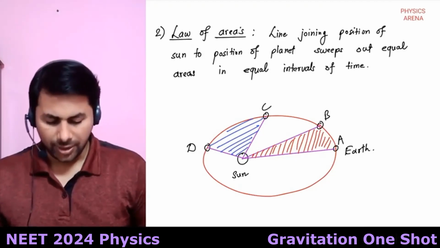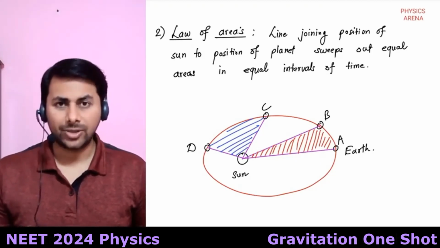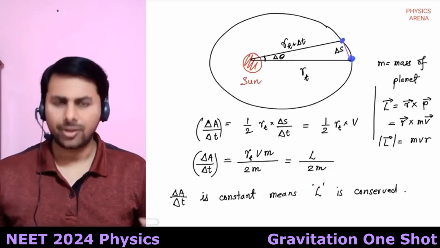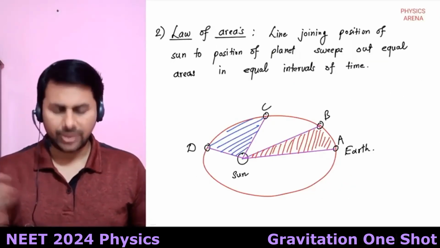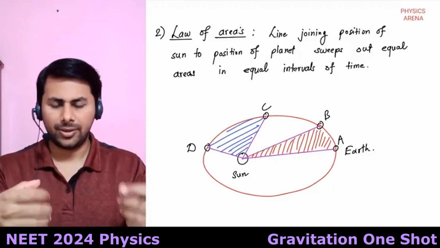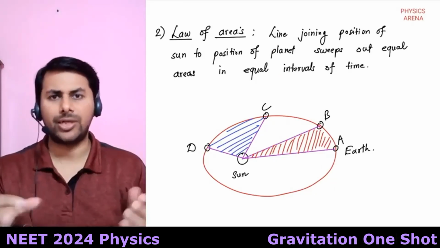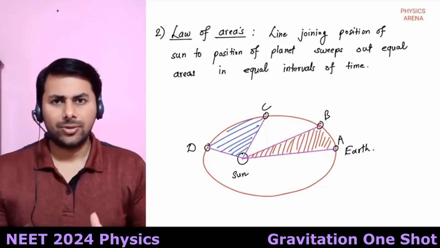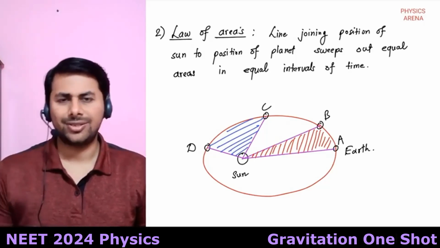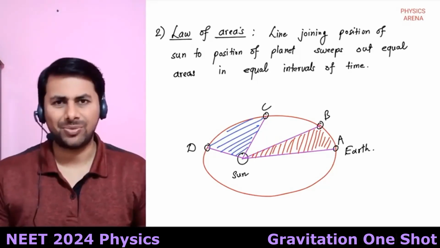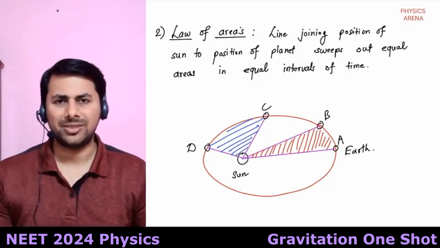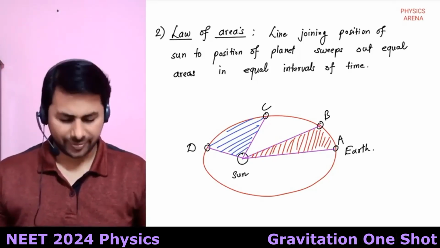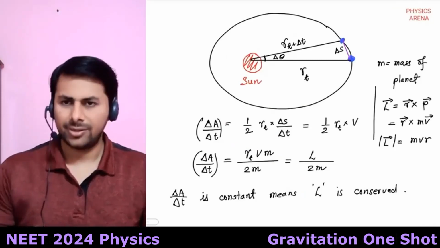Now this law of areas is actually based upon the law of conservation of angular momentum. If you consider the sun and earth, earth is moving because of the mutual gravitational force of attraction. So there is no external force on this system, and if there is no external force, it means that the angular momentum of earth will remain constant. Yes, no?